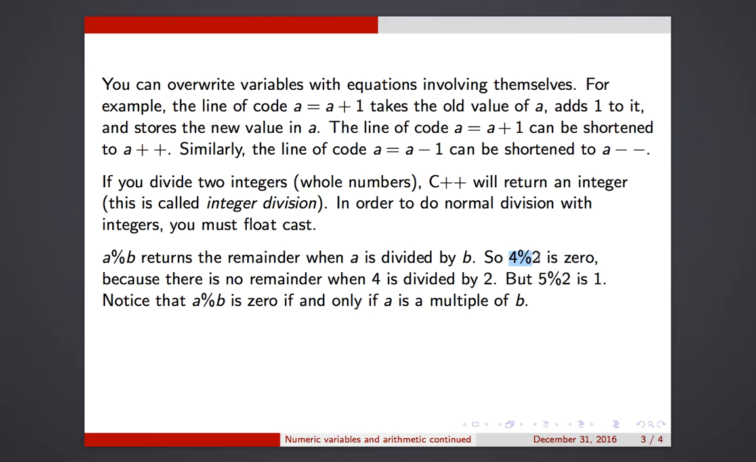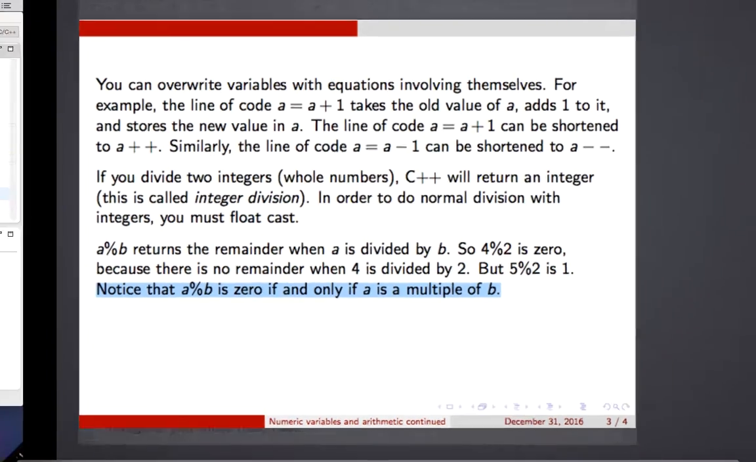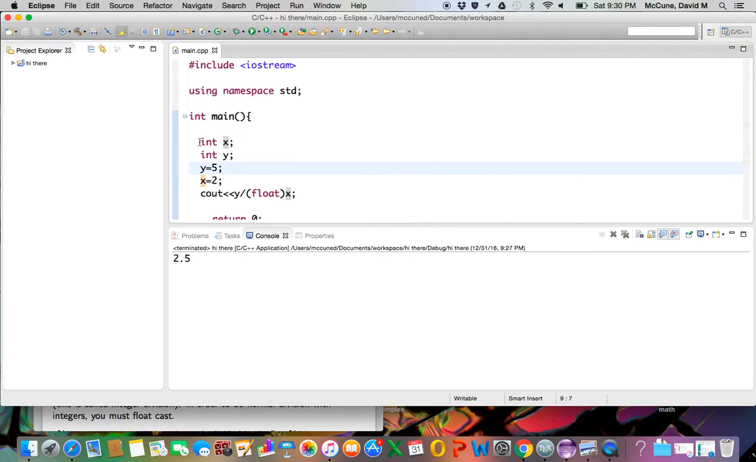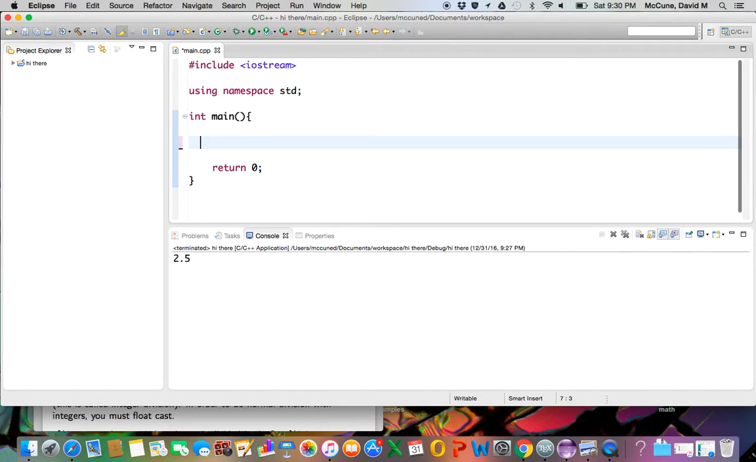So 4 % 2 is 0. Why? Because 4 is a multiple of 2. 5 % 2 is not 0, because 5 is not a multiple of 2. So this fact, it's not clear why that's useful, but it will be useful for several of the programs throughout the course. So let me just go to the compiler and let's mess with this a little bit.